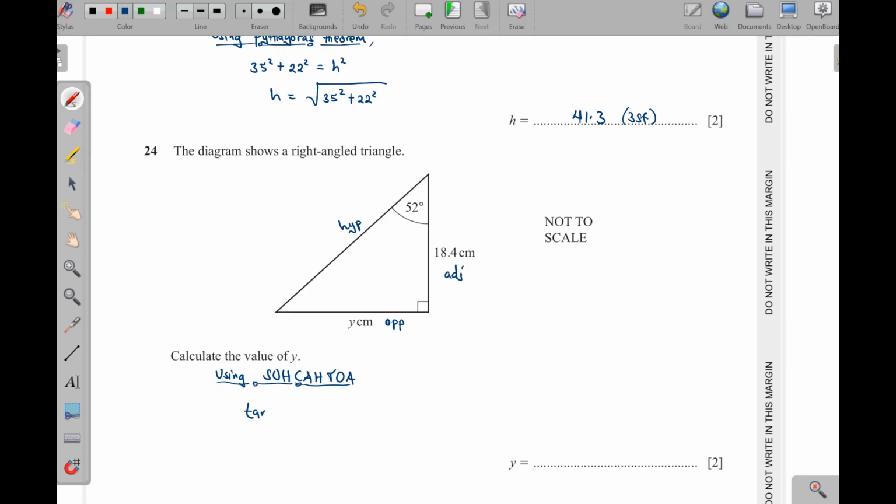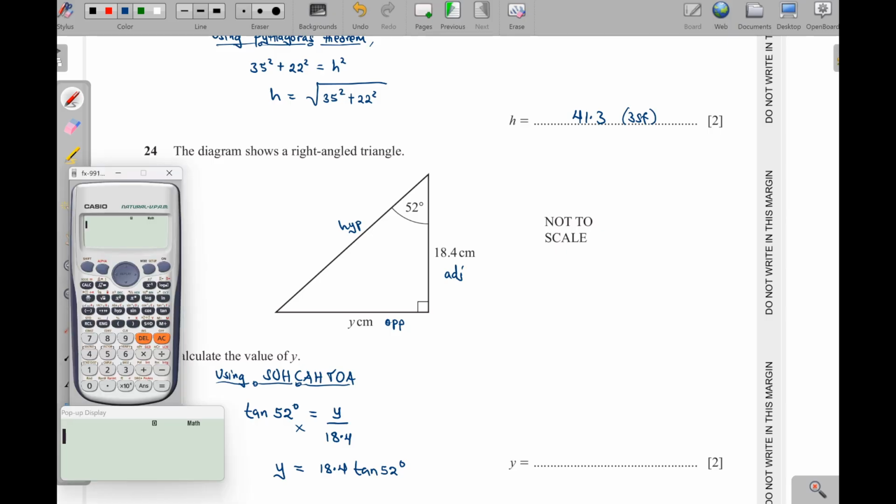So tan of 52 degrees is going to be equal to opposite, which is y, out of adjacent 18.4. Meaning for us to get y, we just cross multiply, and this will be 18.4, then times tan of 52 degrees. Okay, so what do we get? Like I've always said, always look at the mode of your calculator. It has to be in degrees. Okay, so you can see a D on my pop-up display. So we have 18.4 and then tan 52. So this one gives us 23.55 or 23.6 to three significant figures.